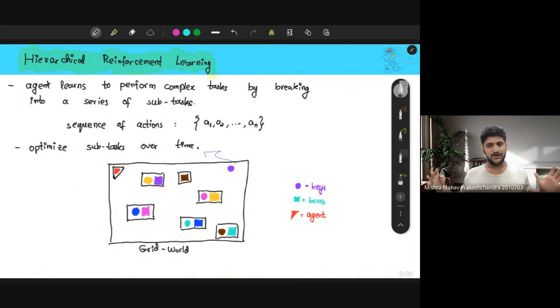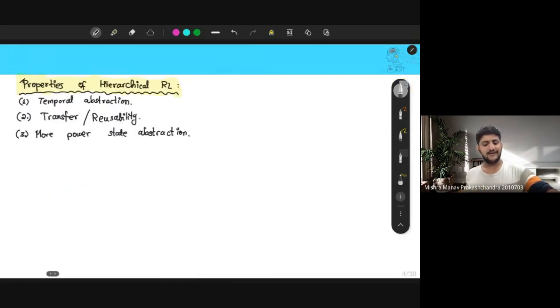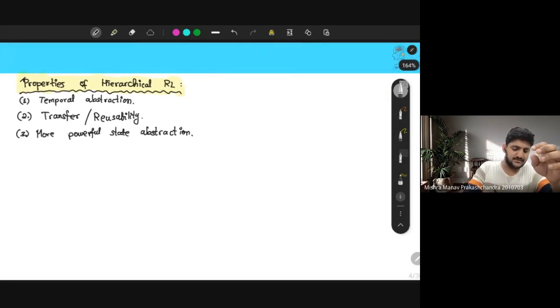I need not have a broader sense of the entire state space. I have tried to abstract it out. Similarly, once I reach the purple key, I need to open the purple box. So every other box's positioning is irrelevant to me at the moment when I'm trying to solve the subtask that is given. Okay, so that way, Haskell provides a more powerful state abstraction method.